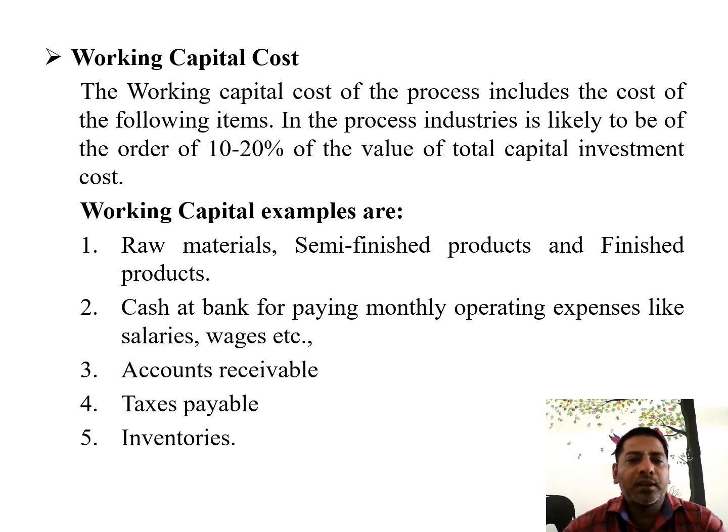Next, we see the working capital cost. The working capital for a process industry is likely to be in the order of 10 to 20% of the total capital investment cost. Some examples of working capital cost are raw material, semi-finished product, and finished product, and also cash at bank for paying monthly operating expenses like salaries and wages, account receivables, tax payables, and inventories.